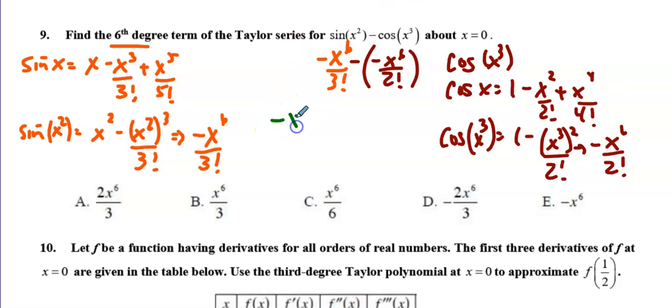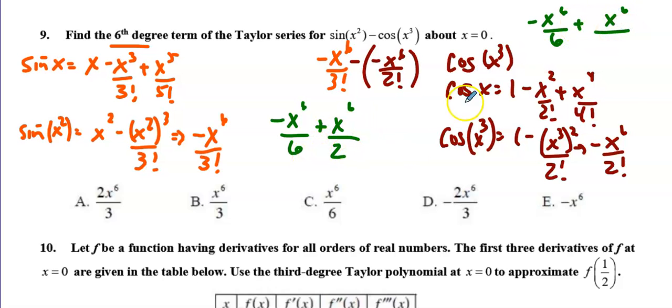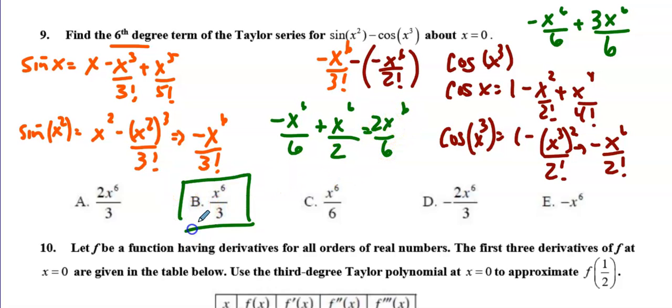So this is going to be a negative x to the 6th over 6, right? 3 times 2 times 1, plus x to the 6th over 2 factorial, which is going to be 2. 2 times 1 is 2. And then simplify this. So I have negative x to the 6th over 6 plus x to the 6th over 2. And so if I want to put a 6 here, then I can just put a 3 here, right? This is still 1/2. And so I can now add these together, and I'm going to get 2x to the 6 over 6, which is going to give me x to the 6 over 3. So the answer here is going to be B.